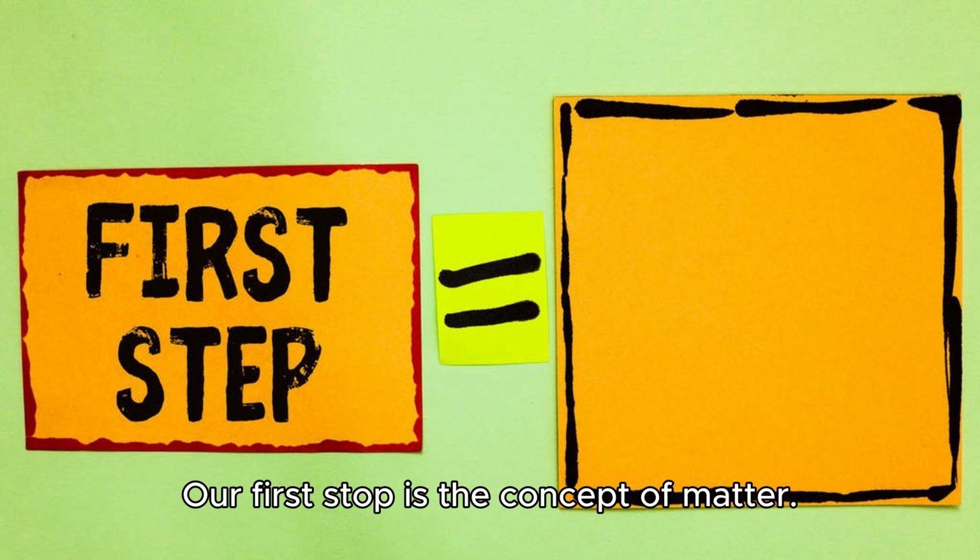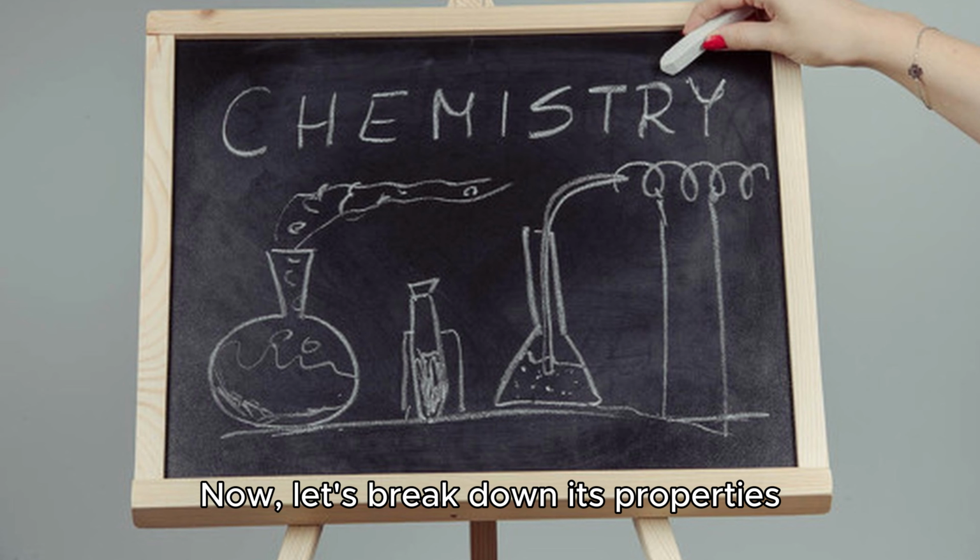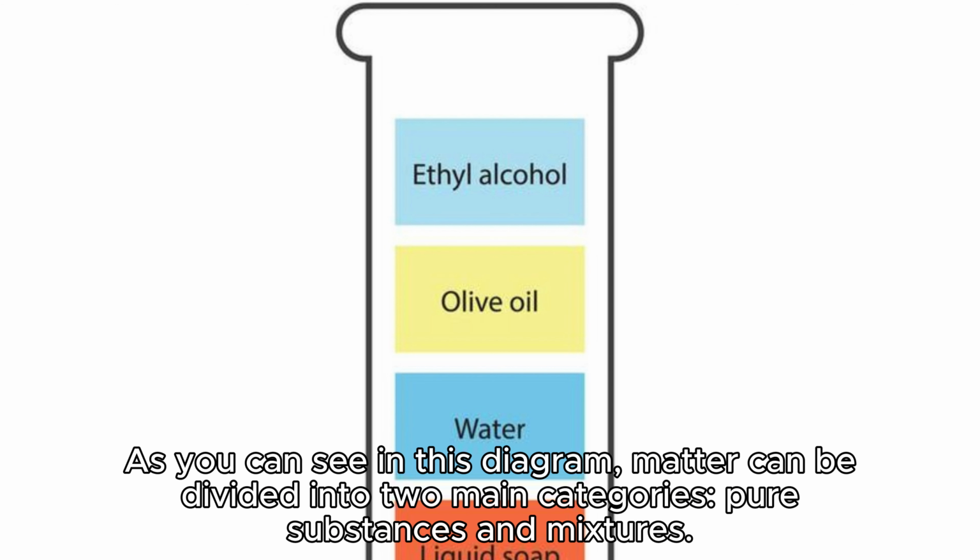Our first stop is the concept of matter. Matter is anything that takes up space and has mass. Now, let's break down its properties. As you can see in this diagram, matter can be divided into two main categories, pure substances and mixtures.